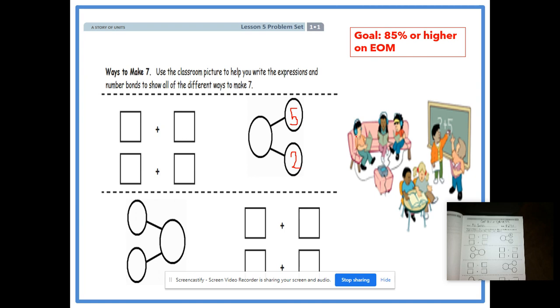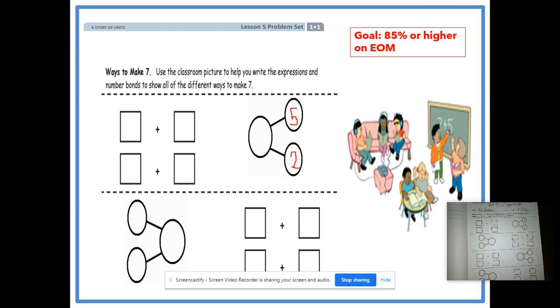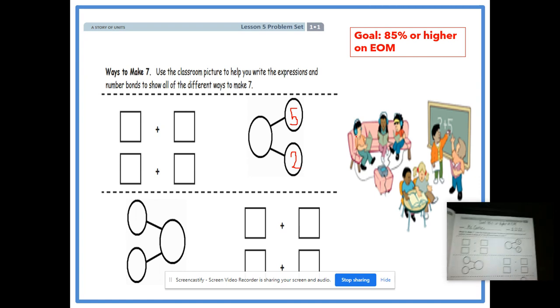Let me see if I can get it closer. Can get it a little bit closer. It's not that much. Okay.